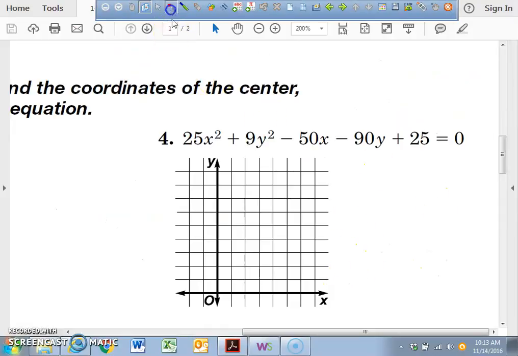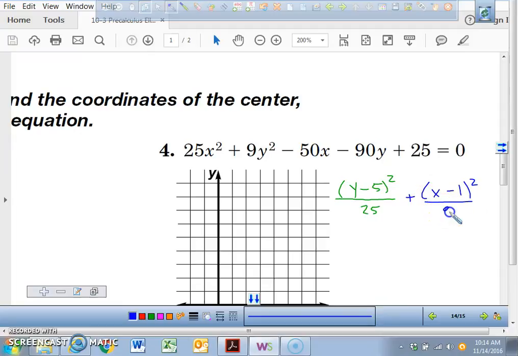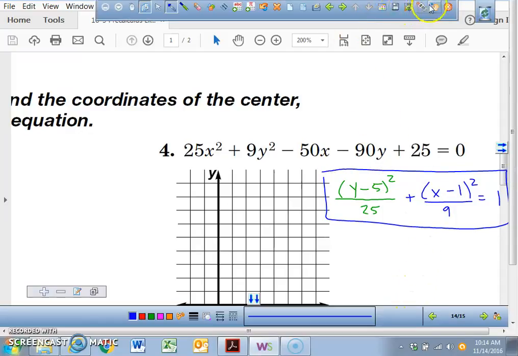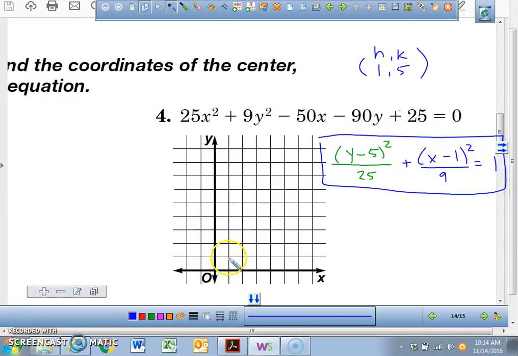So right here, I'm going to rewrite our formula. Y minus 5 squared over 25 plus x minus 1 squared over 9 equals 1. So there's our equation. Now I'm going to plot the center of my ellipse, my center, which is the HK. It's going to be at 1, comma 5: over 1, then 1, 2, 3, 4, 5 right here.